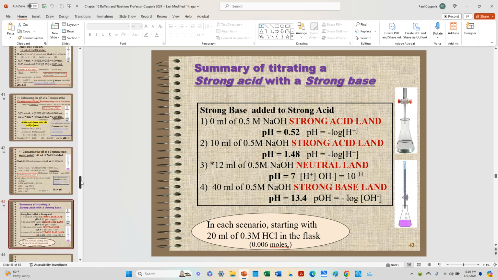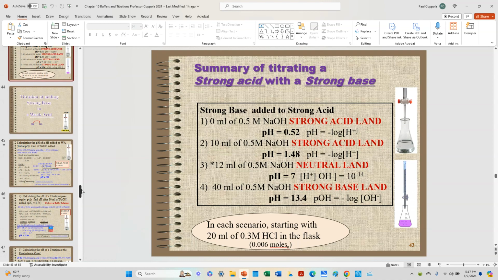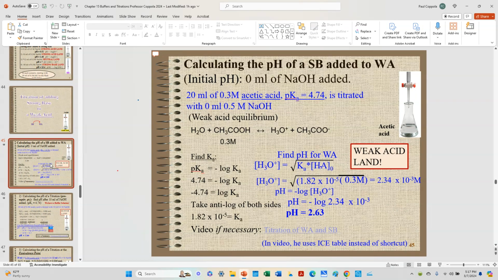All right, now we went to the titration. This is slide 45, of a strong base with a weak acid. This gets a little bit more tricky because with a weak acid we're involving equilibrium. However, since we haven't added any base yet, whatever the concentration of the weak acid is, we can use that. So we just use this formula.